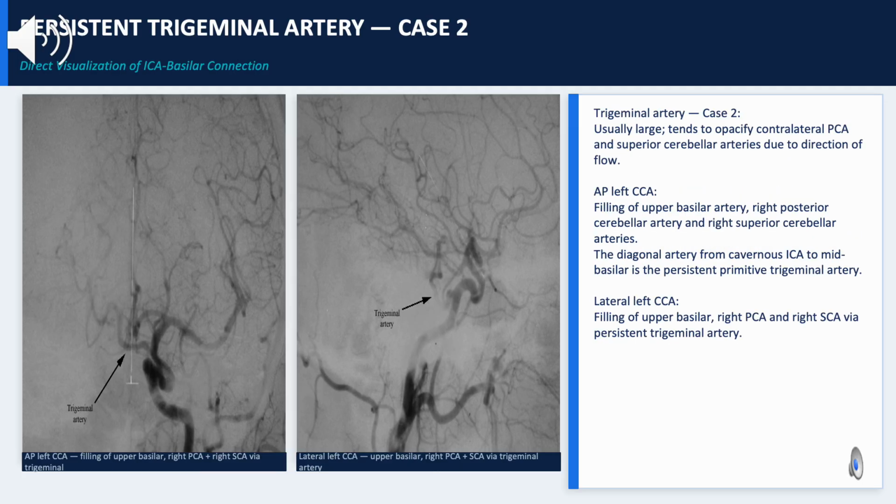Case 2 of the persistent trigeminal artery shows the classic AP and lateral appearance when the artery is large. The characteristic angiographic feature on the AP view is a diagonal vessel coursing from the cavernous ICA toward the mid-basilar artery. Diagonal because the trigeminal artery courses posterolaterally from its ICA origin to enter the basilar at the level of the upper pons. The vessel tends to opacify the contralateral posterior cerebral artery and superior cerebellar arteries because flow direction follows the basilar artery current toward the distal basilar bifurcation.